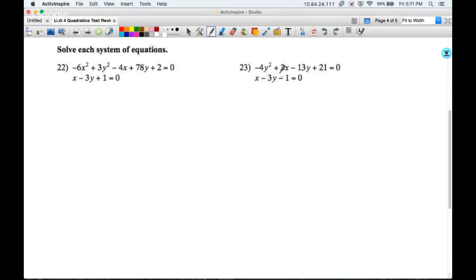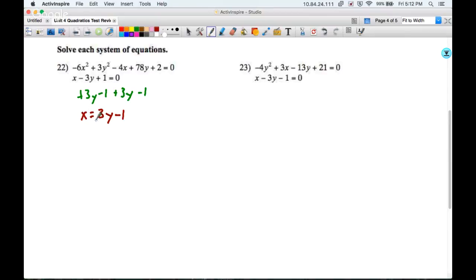This is a quadratic linear system. What I'm going to do with this one, I'm going to solve the linear equation for a single variable so that I'll have something I can substitute into the other one. To do that, I'm going to add 3y and subtract 1 from both sides. Is this how you started this problem? Yes. Okay, good.